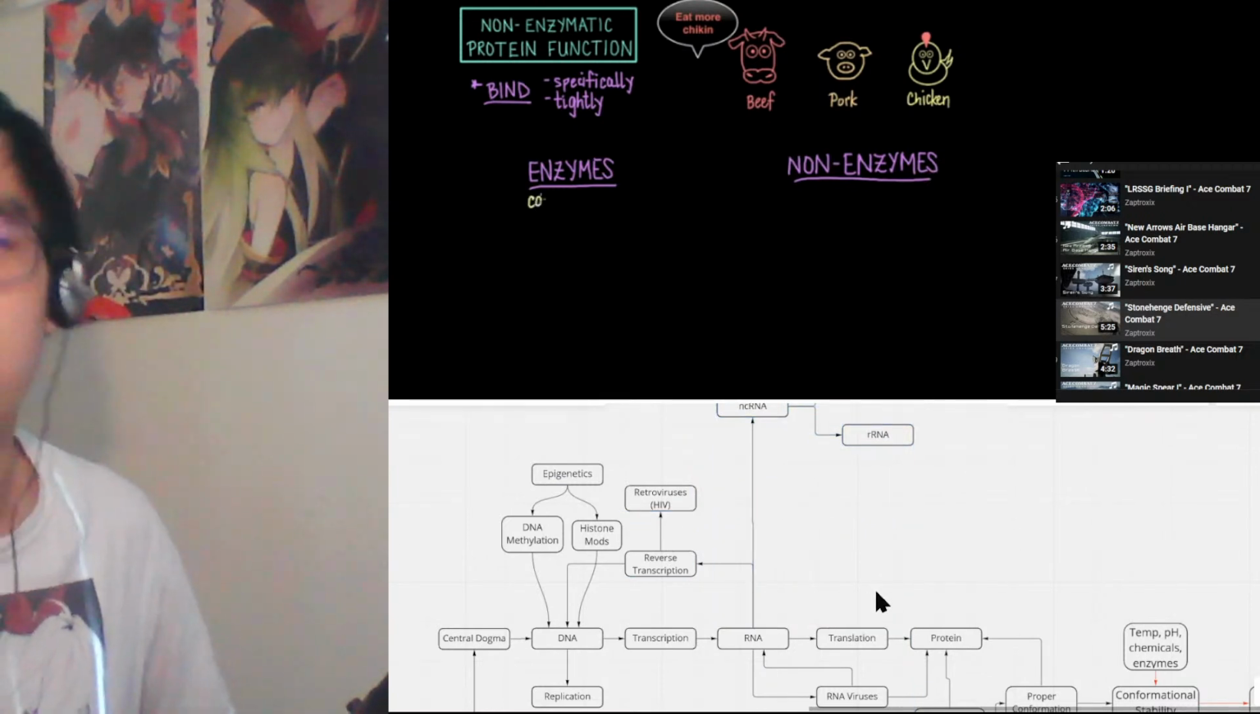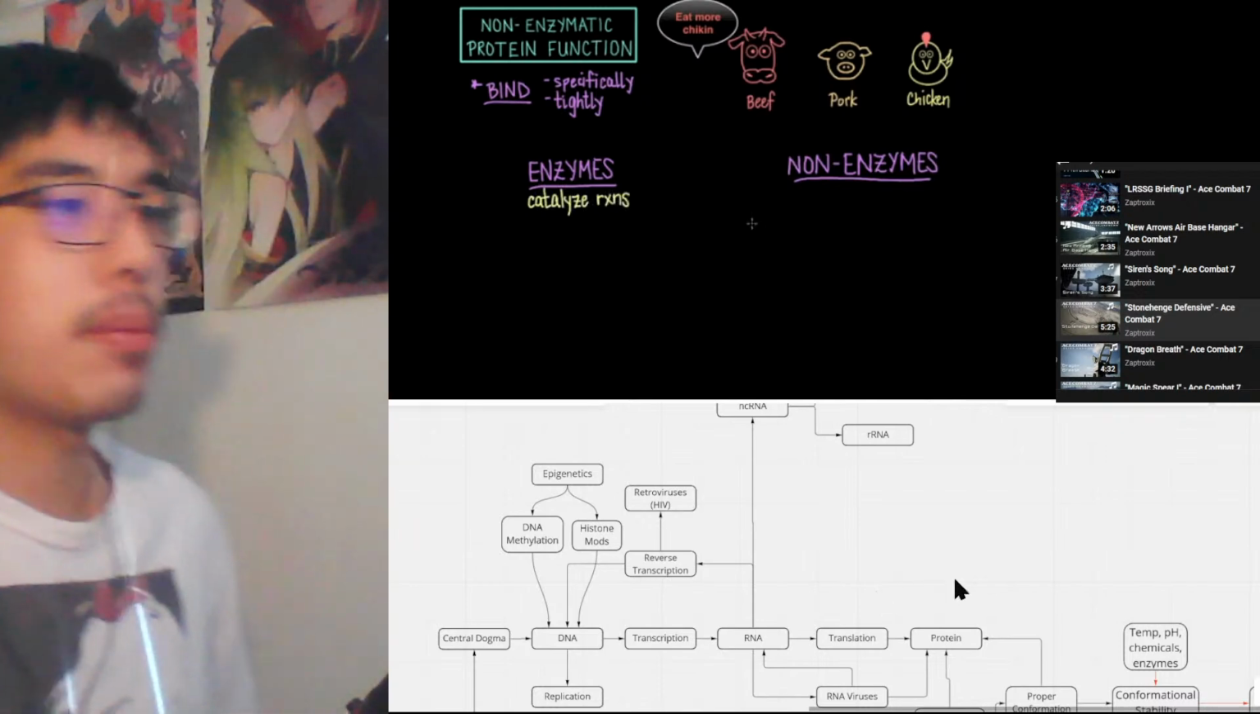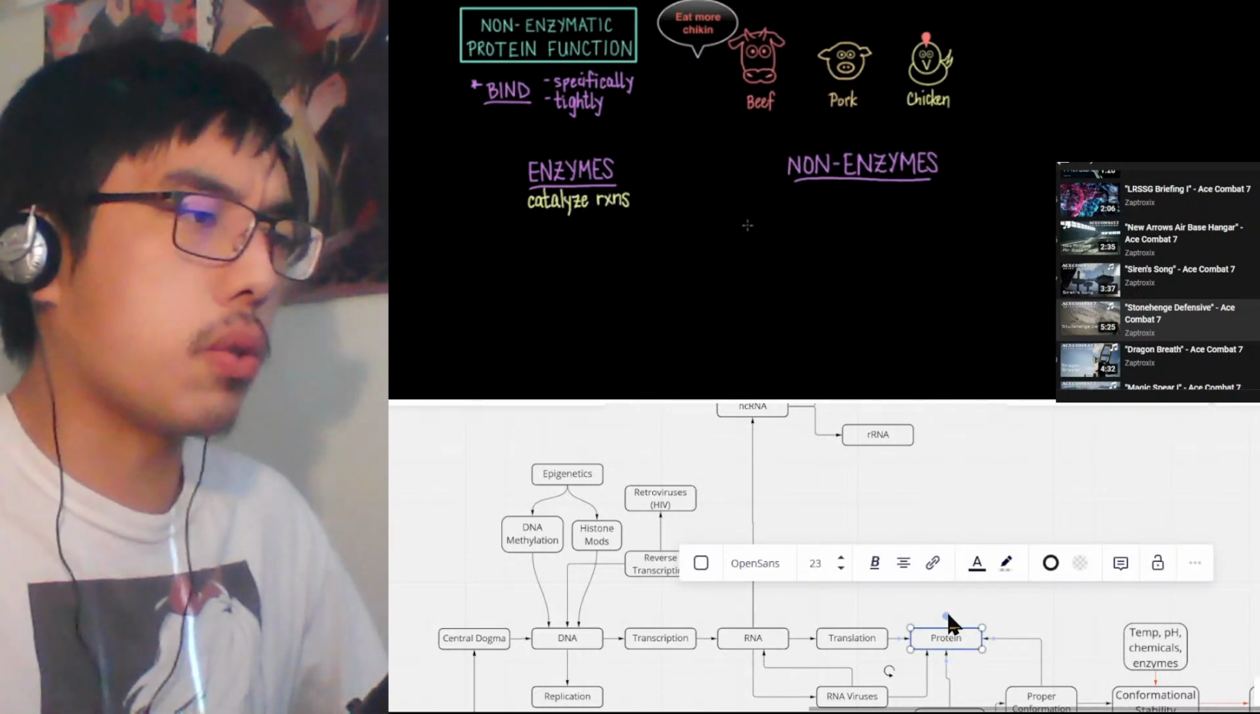They can catalyze all sorts of chemical reactions that help sustain life. And so they're really the workhorses helping build things as needed.